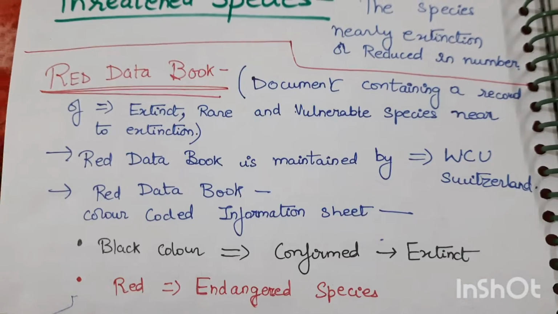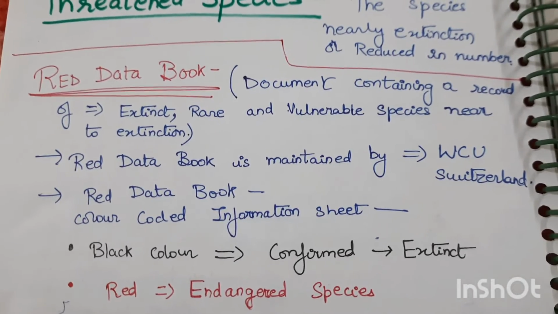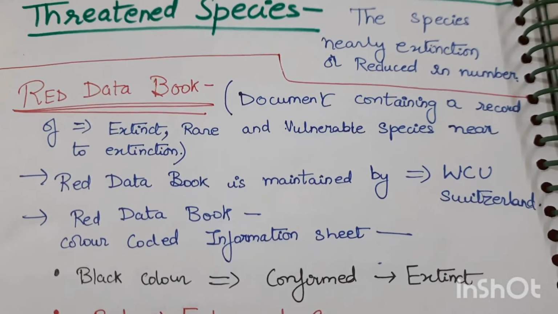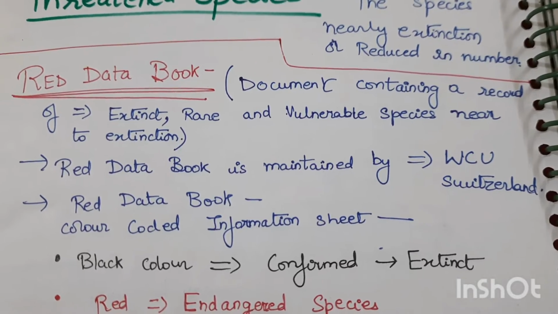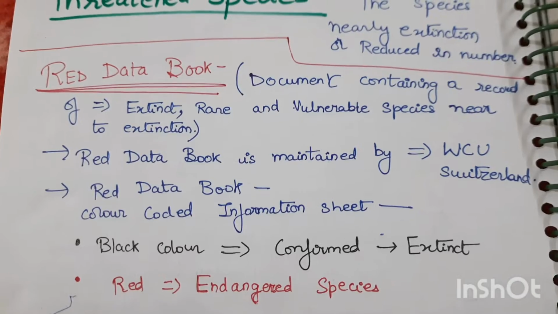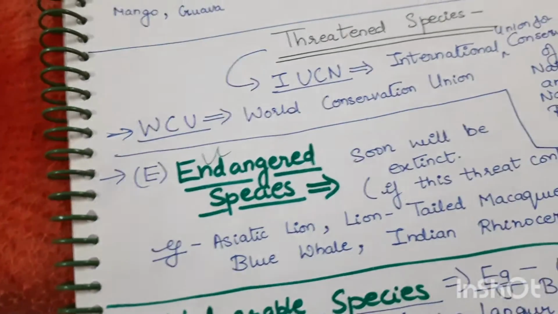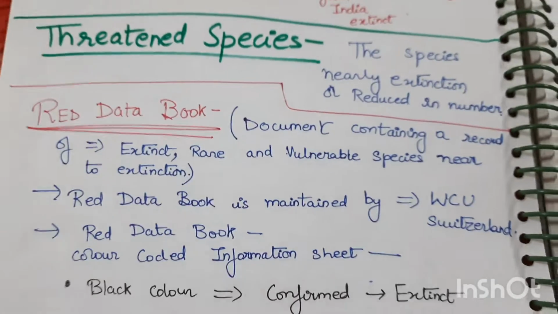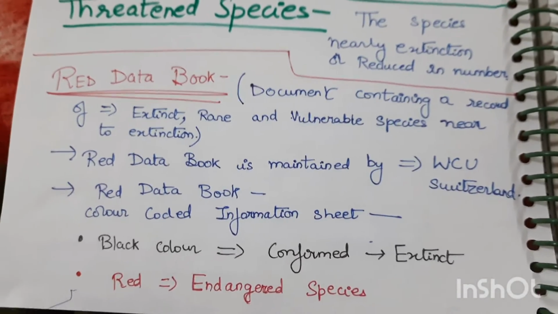Next is the Red Data Book. Red Data Book is a document that contains a record of extinct, rare and vulnerable species or those near to extinction. The Red Data Book is maintained by the WCU, that is World Conservation Union. Okay, WCU is maintaining this Red Data Book.